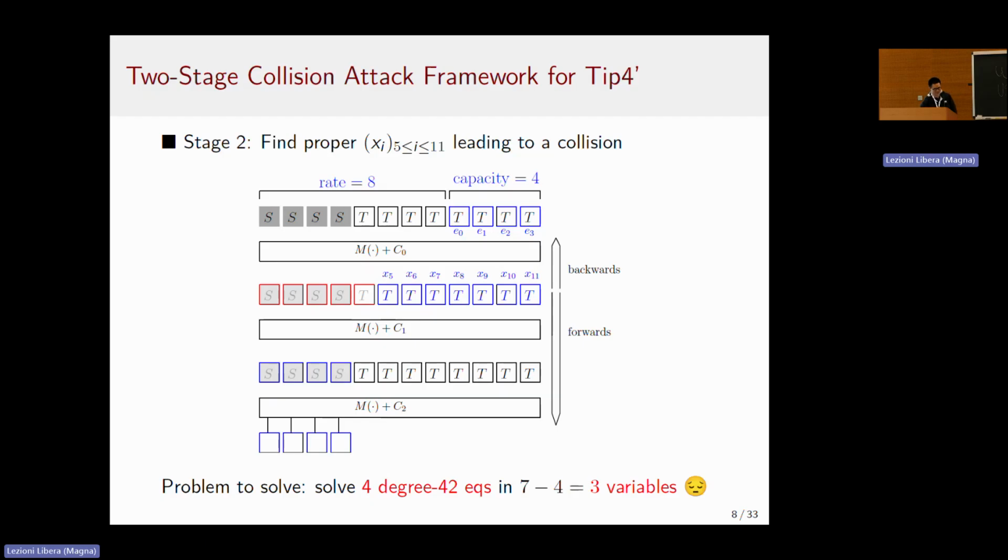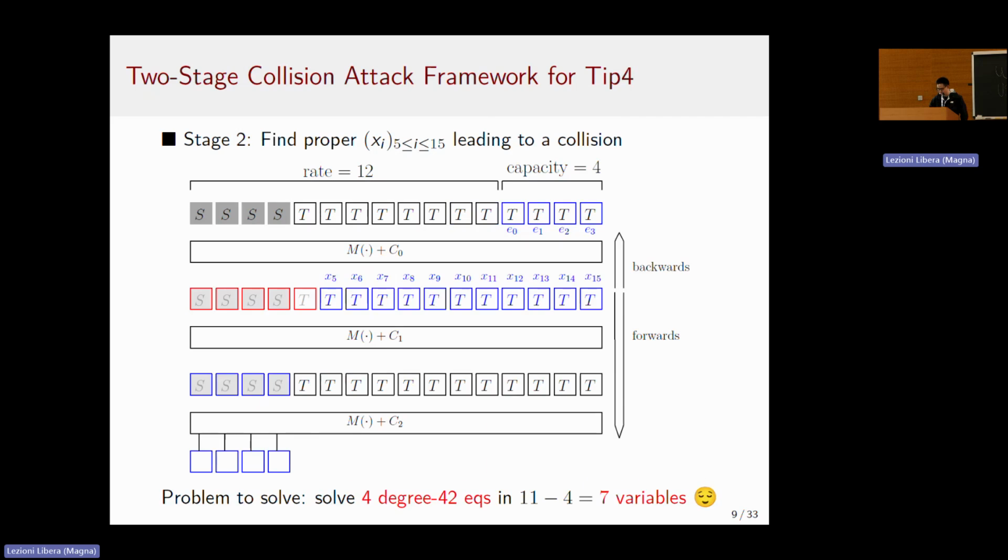But this is indeed bad because the system is overdefined. We have a solution with probability 1/2, so we need to repeat the attack multiple times. This is bad. But this problem will not occur in the attacks for T4 because you can see finally at stage 2, the system is underdetermined, which means we can always expect a solution. And the scale of the polynomial system is not too large, so we can solve it. It's not too time consuming.